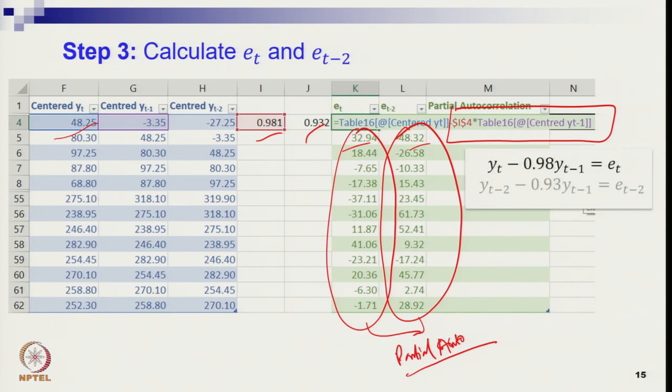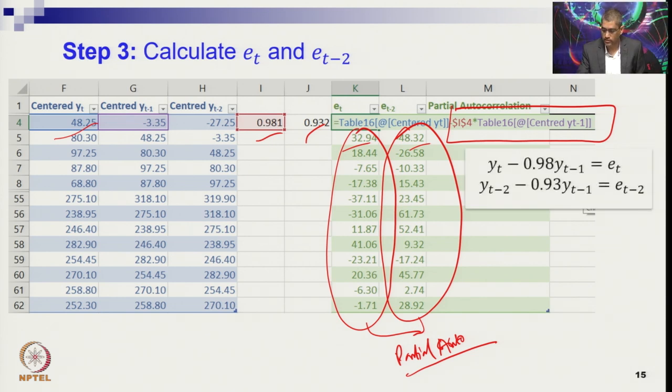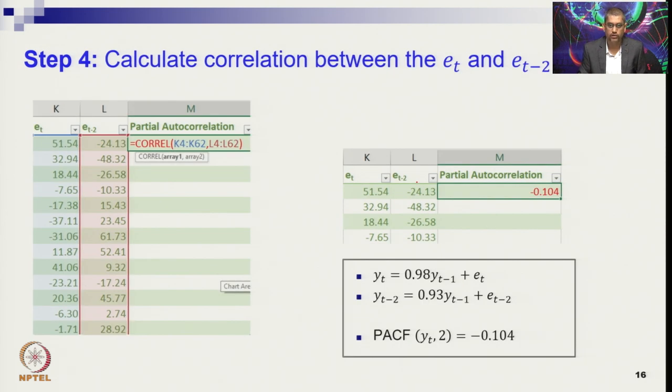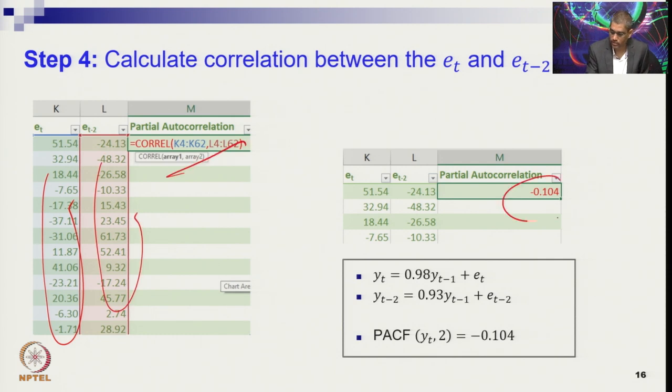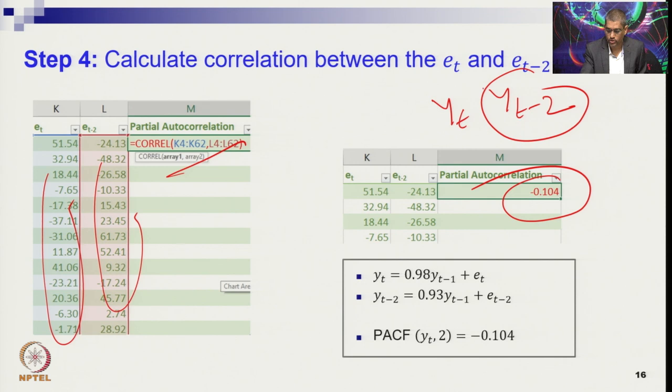Here you can see, you can calculate this, these data sets are nothing but these two, and you calculate your correlation between them. This is nothing but partial correlation. Effectively, you found the partial correlation between capital YT and YT minus 2. So yesterday, today, and day before yesterday, not yesterday, this correlation you found. This is called partial correlation.